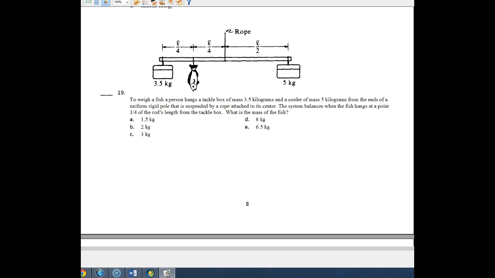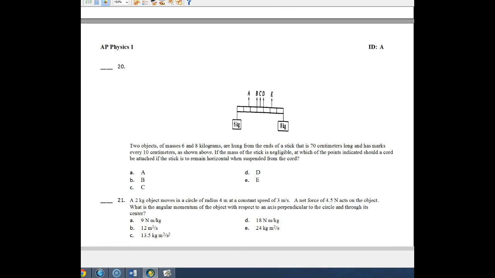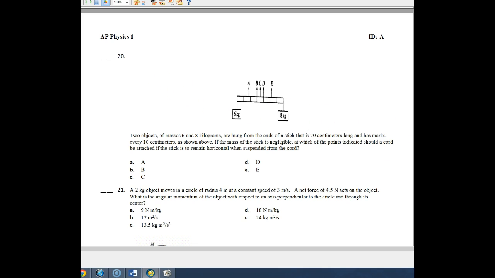The last problem that we're going to do here is this one. This is number 20. I have two objects, one of 6 kilograms, one of 8 kilograms. They're hung from the ends of a stick that is 70 centimeters long and has marks every 10 centimeters as shown above. If we don't worry about the mass of the stick, at what point should a cord be attached so that it will remain horizontal?